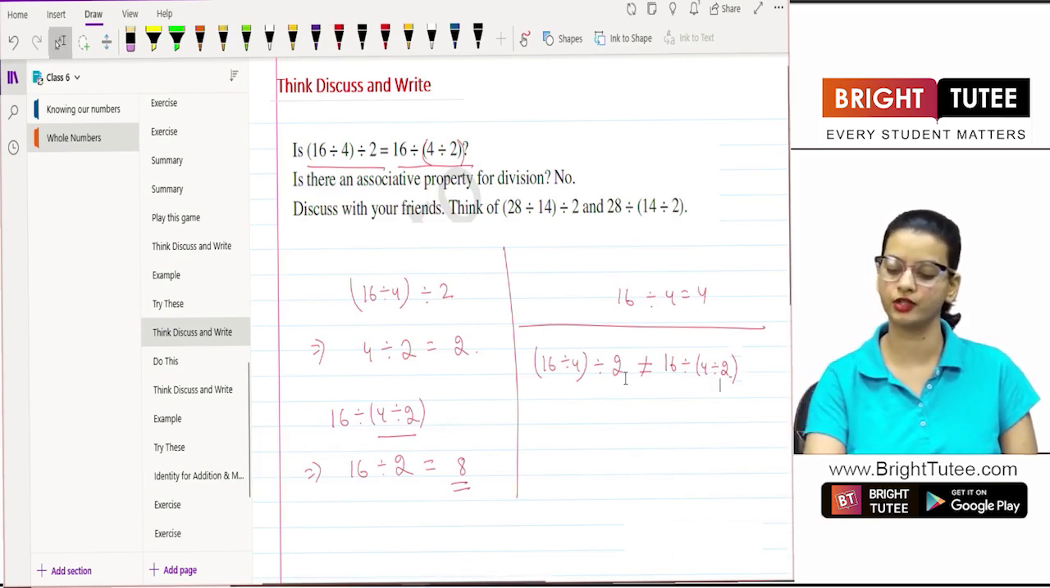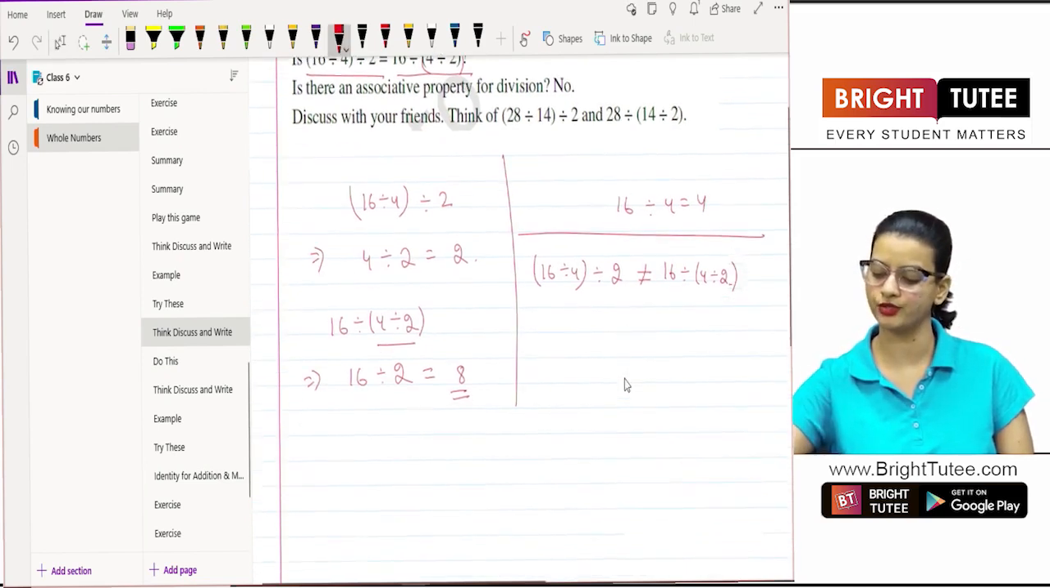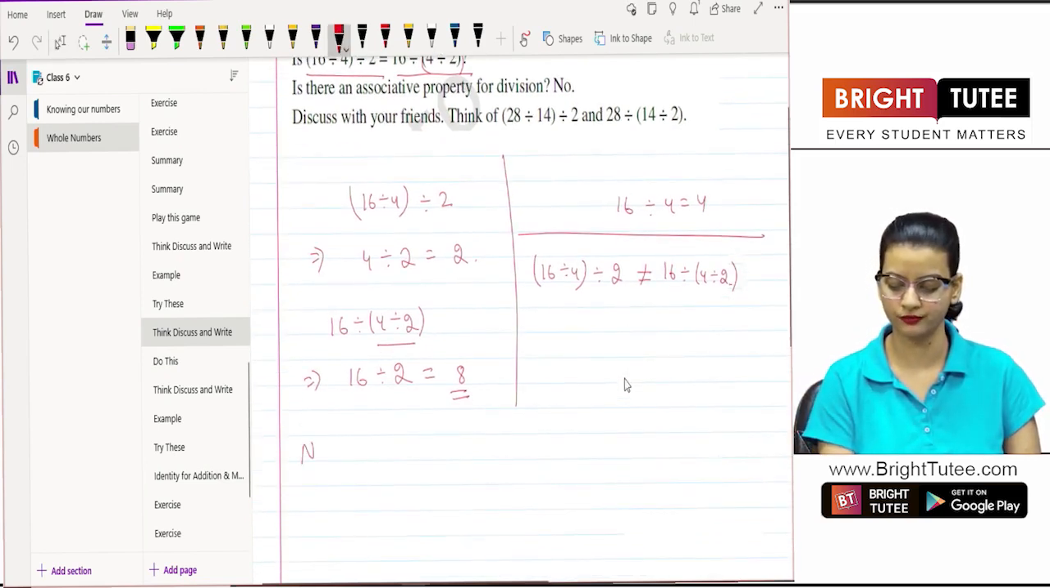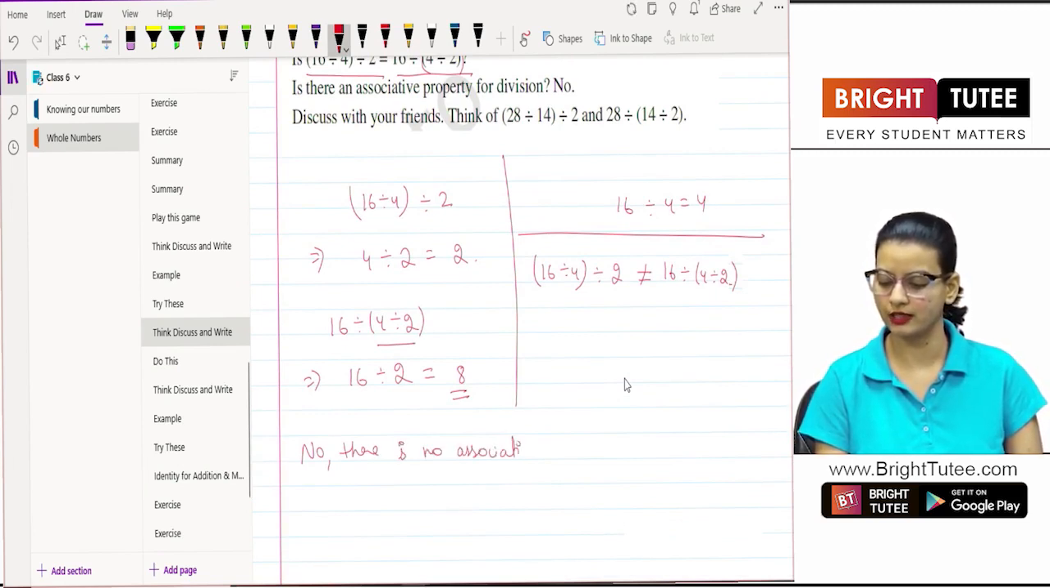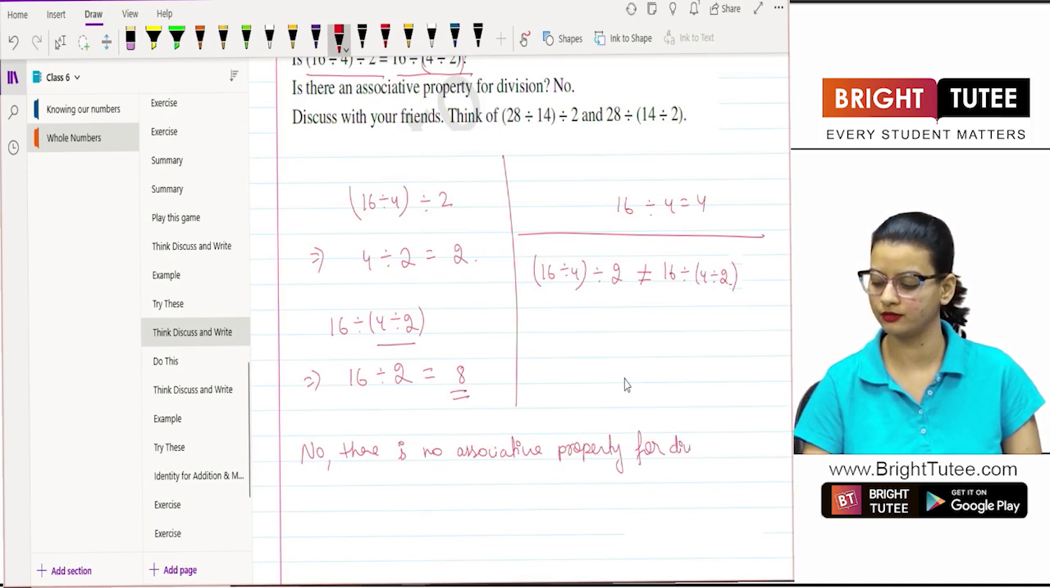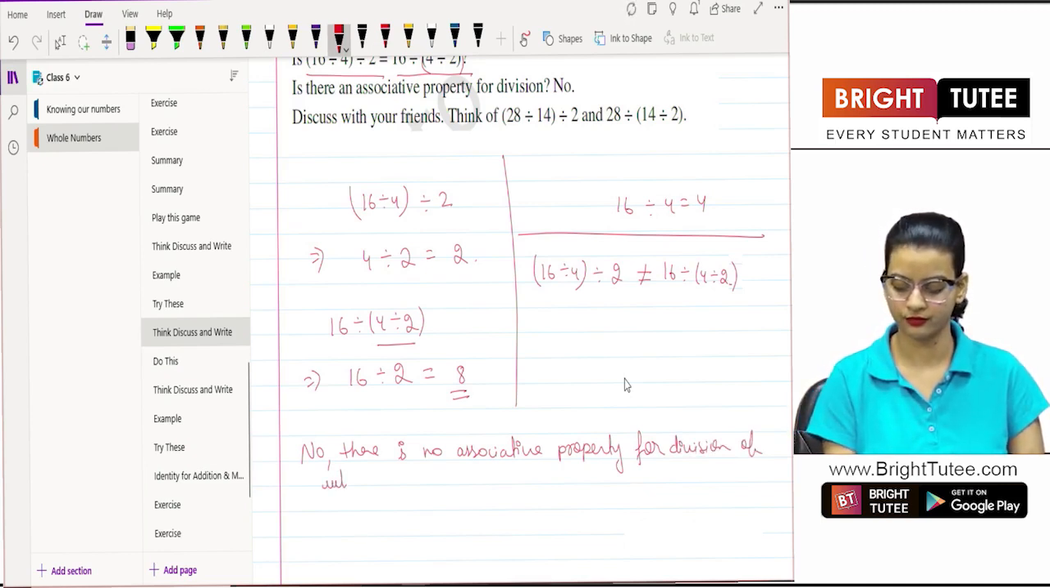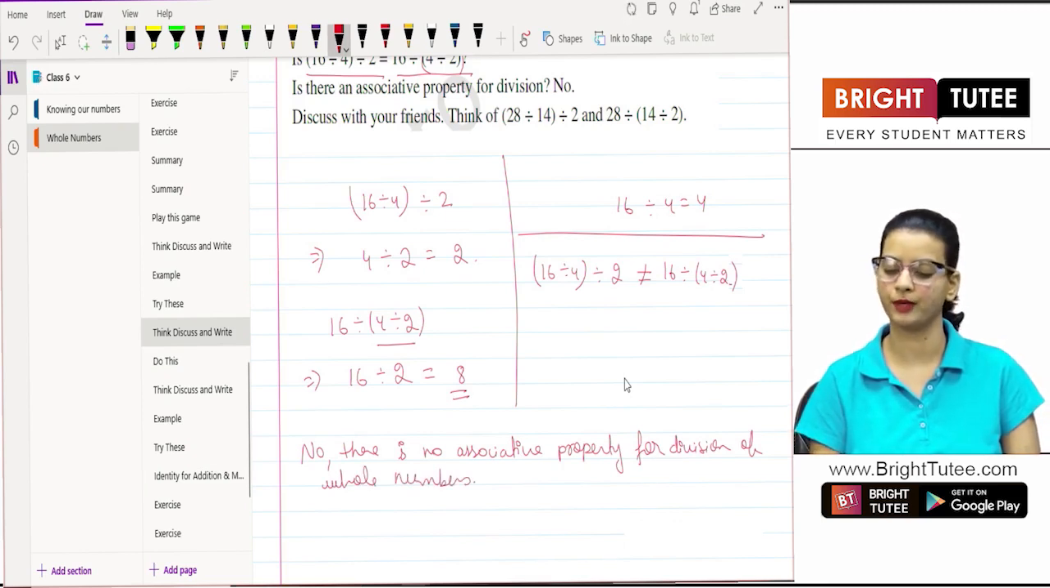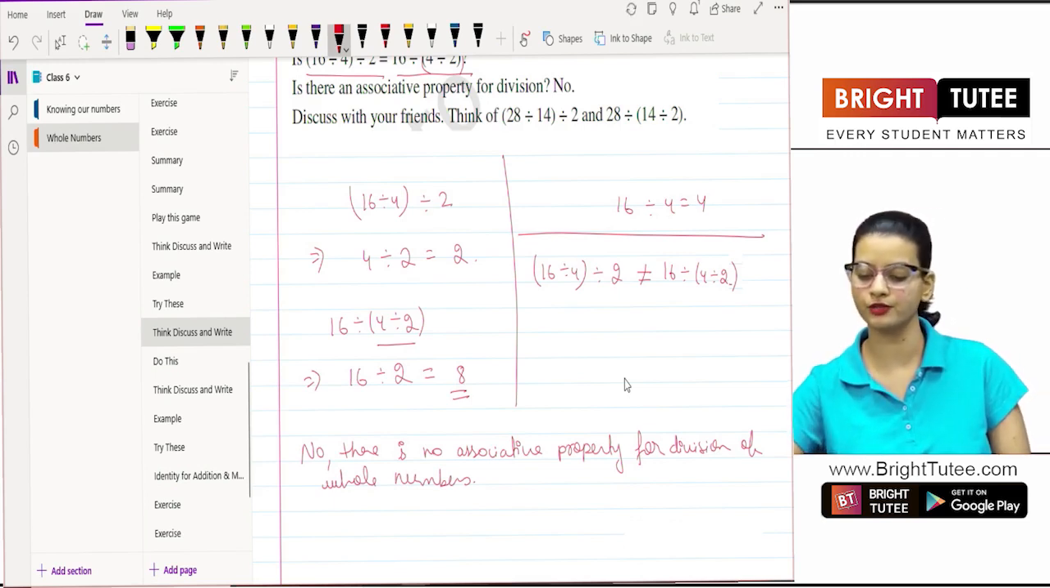Now discuss with your friends. Okay. So what are we going to write? We'll write that no, there is no associative property for division of whole numbers. Okay. Right. Now you have to think and write this. So discuss with your friends.